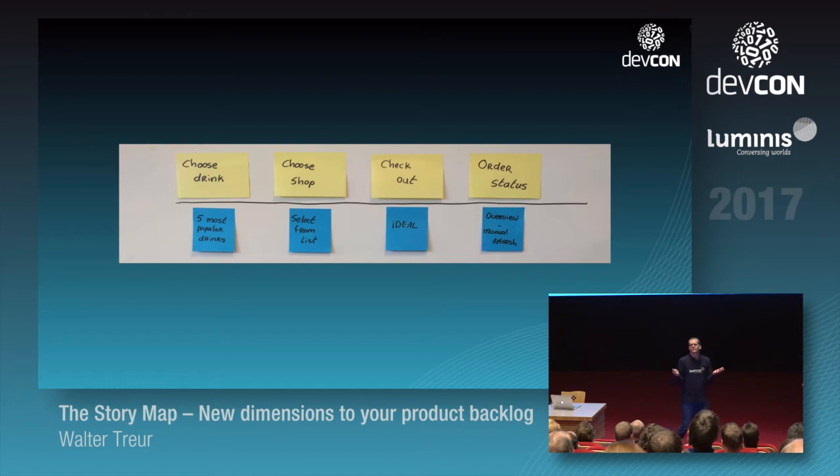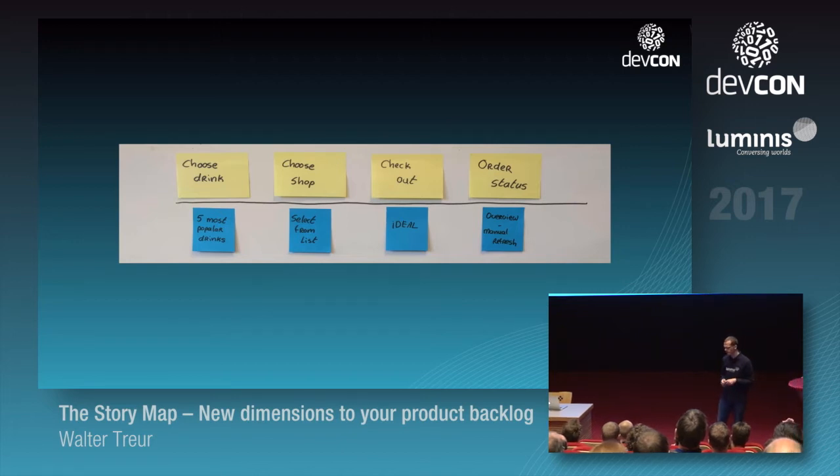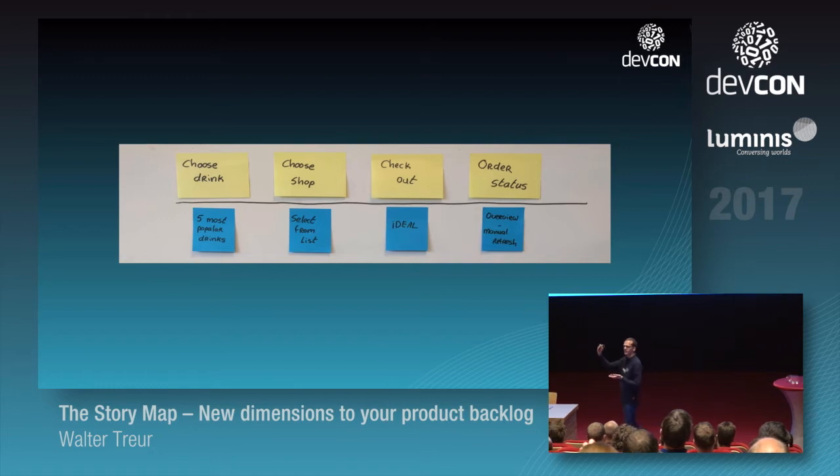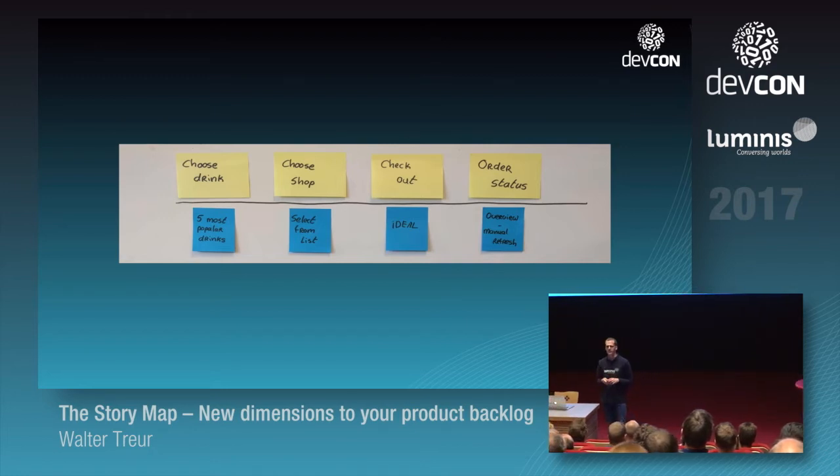Let's pick the simplest options that we can think of right now. Just limit it to the 5 most popular drinks when you select your drink. As I said before, Starbucks has a great variety of drinks. When you choose your shop, you can just do it from a simple list. iDEAL payment, because that's what we do in the Netherlands. Credit card is not that big. And your order status can be just a list that you have to refresh manually.